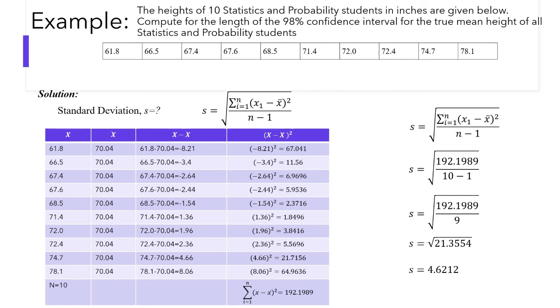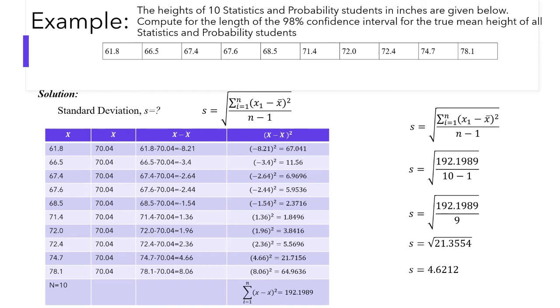For our third column, we will subtract the second column from the first column, that is 61.8 minus 70.04, which is equal to negative 8.21. Second line, 66.5 minus 70.04 is equal to negative 3.4. Next is 67.4 minus 70.04, which is equal to negative 2.64. Next is 67.6 minus 70.04, which is equal to negative 2.44. So on and so forth.